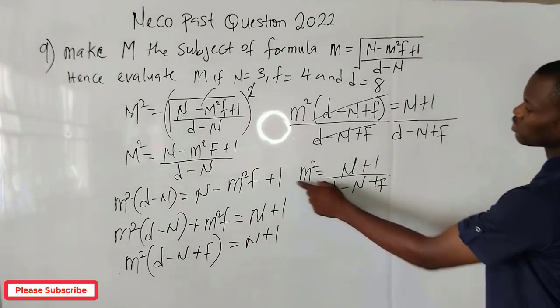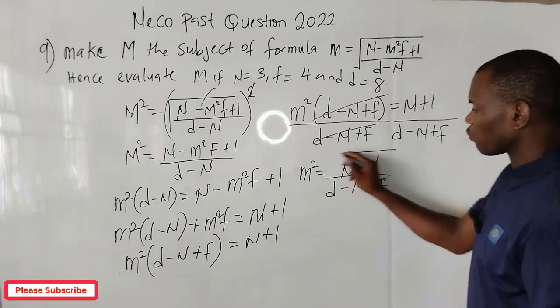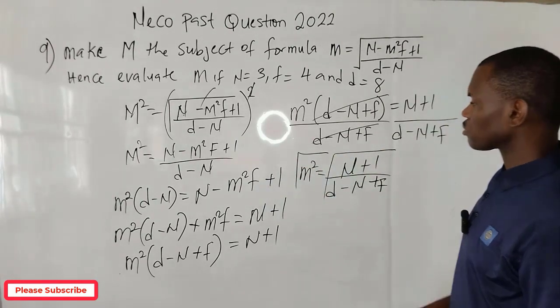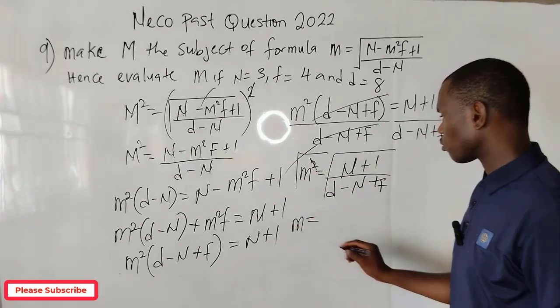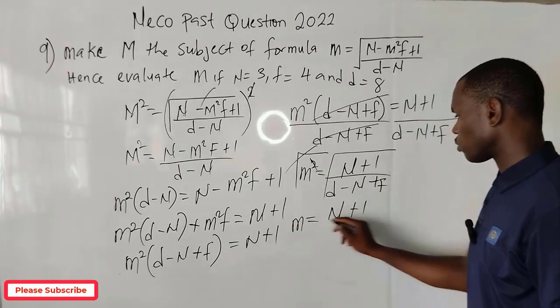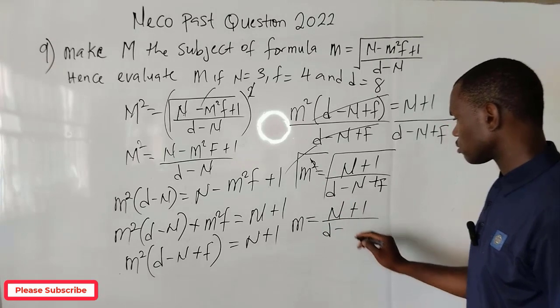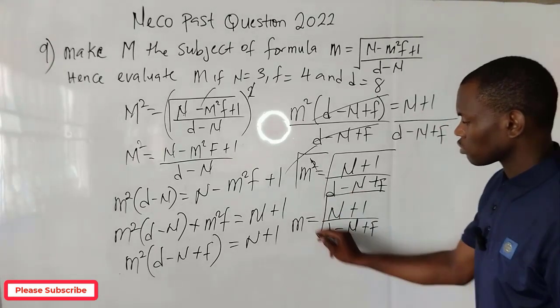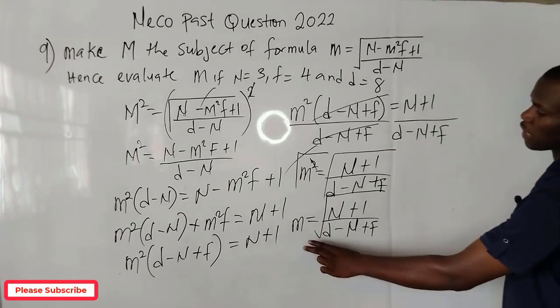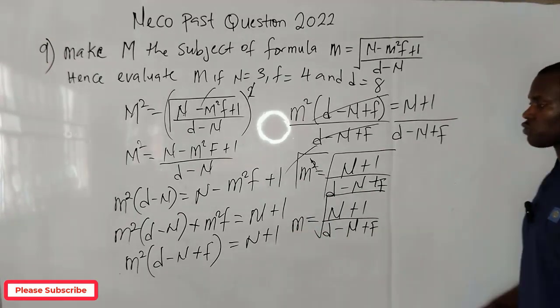So to get m, which is what we are looking for, we take the square roots of both sides, so that the square will cancel the square root. I will have m to be equal to the square root of n plus 1 over d minus n plus f. So we've been able to get m as the subject of the formula.